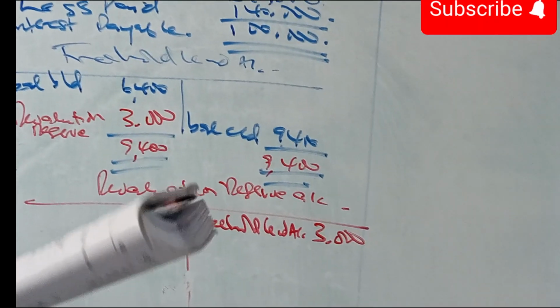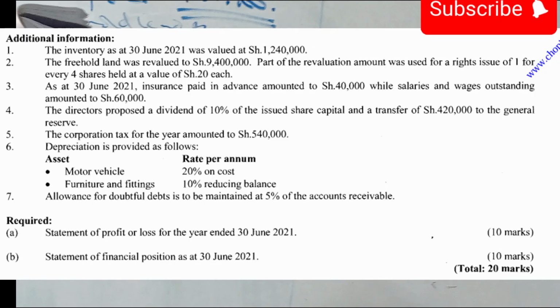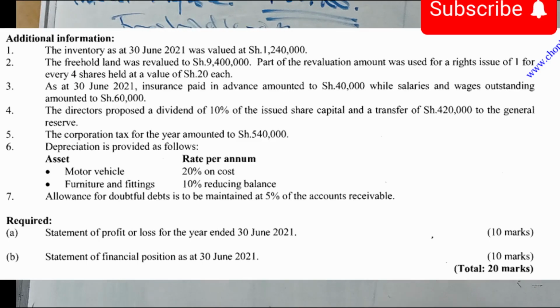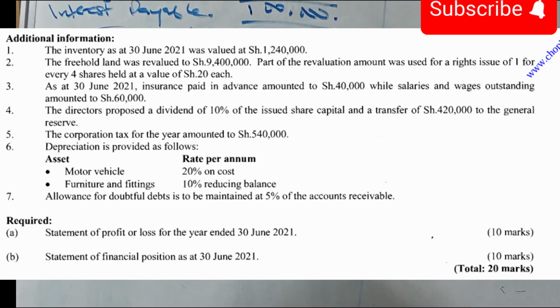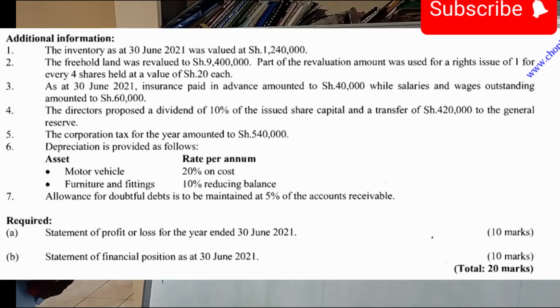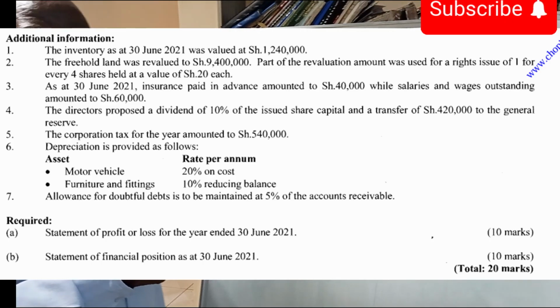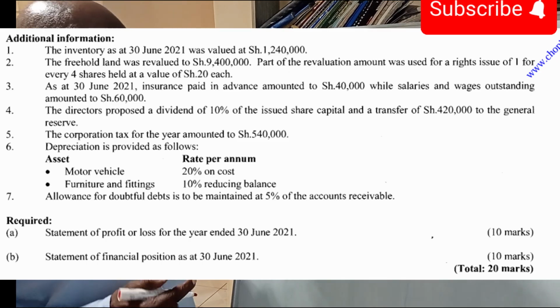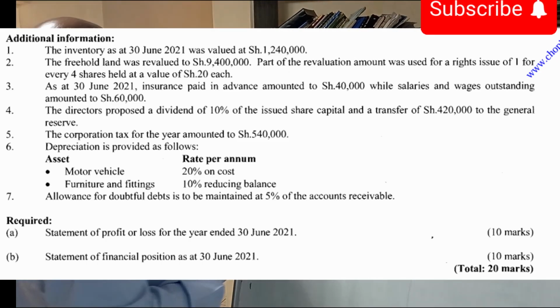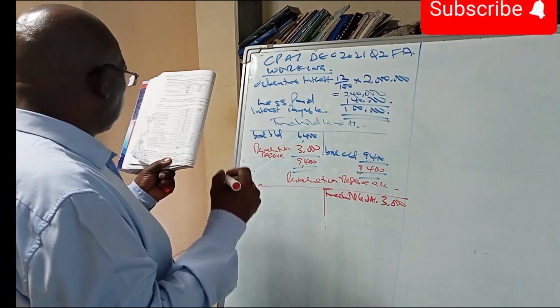And then you're told part of the revaluation amount was used for a rights issue of 1 for every 4 shares held at a value of shillings 20. We are issuing shares. What's a rights issue? A rights issue, as treated here, is an issue that we are issuing free of charge, and therefore we want to know we are issuing 1 share for every 4 shares held.